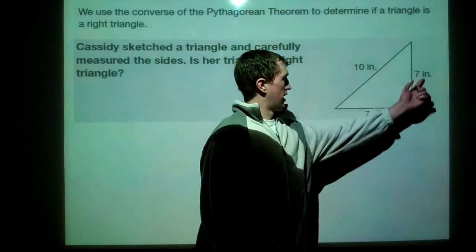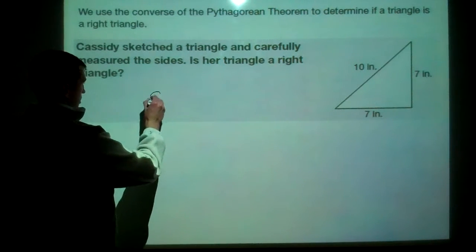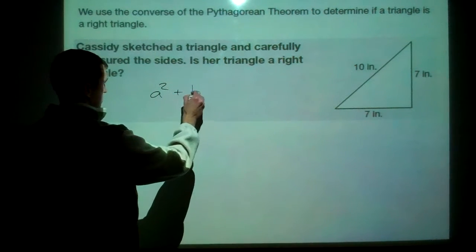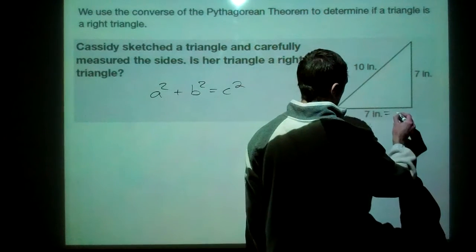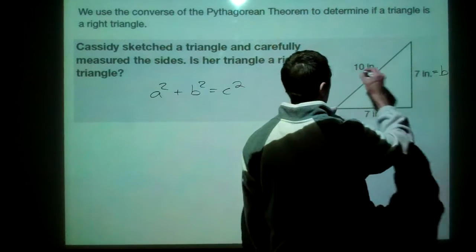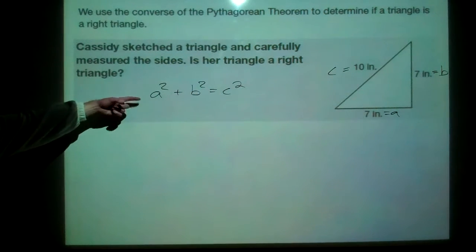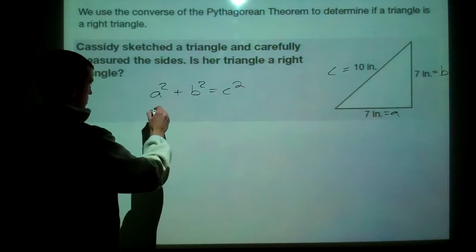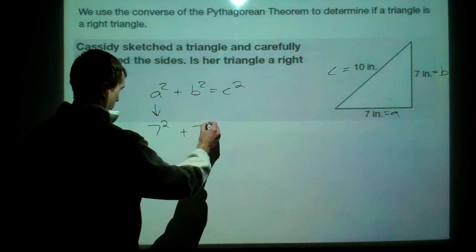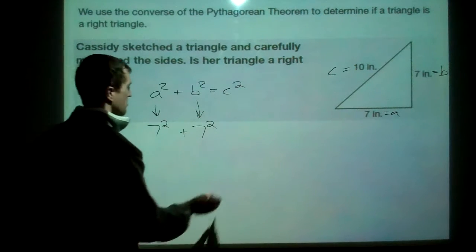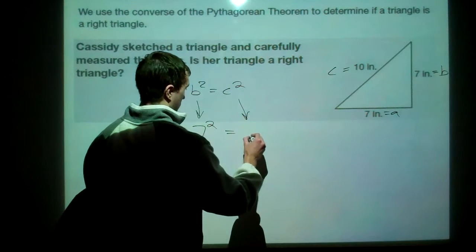These would be our 2 legs, 7 and 7. So we're going to square those. Remember our theorem, a squared plus b squared equals c squared. So this would be our a or b. This would be our c, essentially. And we're going to check and see if it follows this. So this would be 7 squared plus 7 squared. And we're going to see if that equals our c squared, which is 10 squared.